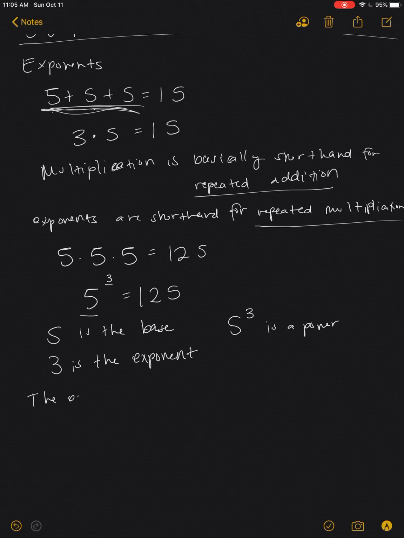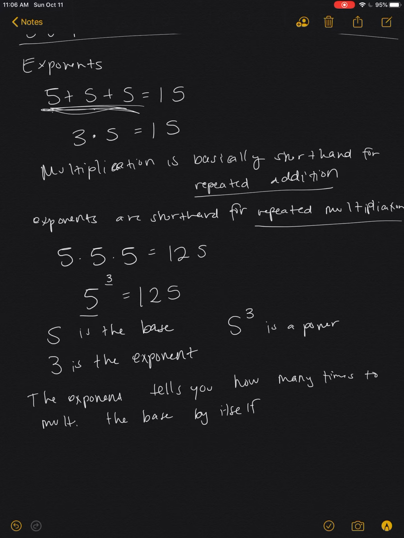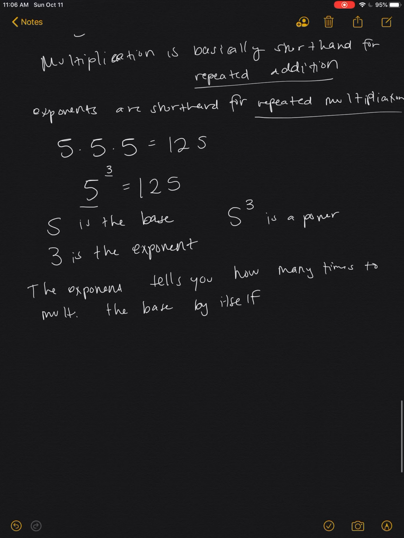And what the exponent tells you is how many times to multiply the base by itself. If we look here, our exponent is 3. That tells us to multiply the base by itself 3 times. Multiply 5 three times: 1, 2, 3.